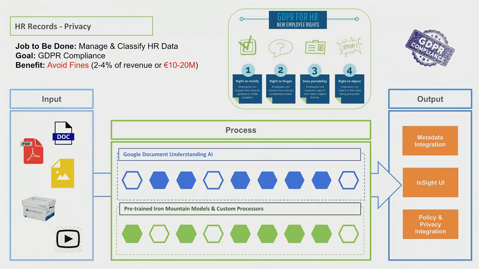Another very document-centric process is HR, right? So employee records. This particular use case is focused on privacy. So GDPR was mentioned, right? So personal information and complying with GDPR really means you have to be able to understand where you have personal information about your employees in this case, and you have to be able to get to it quickly, right?